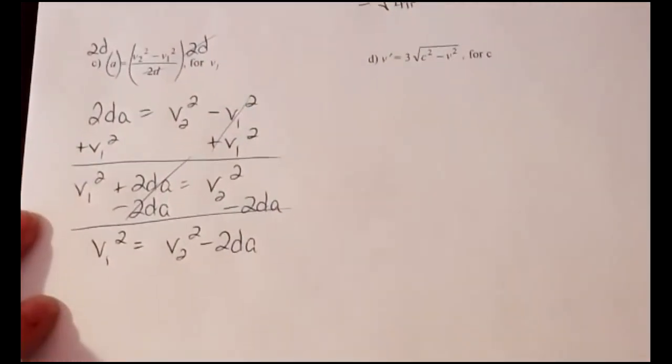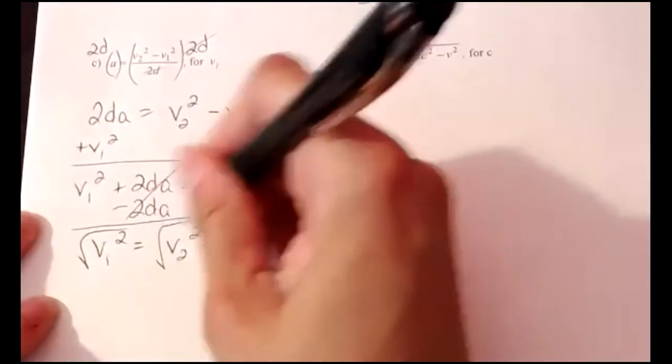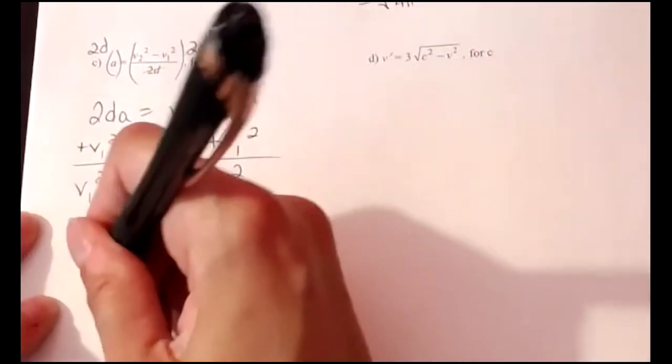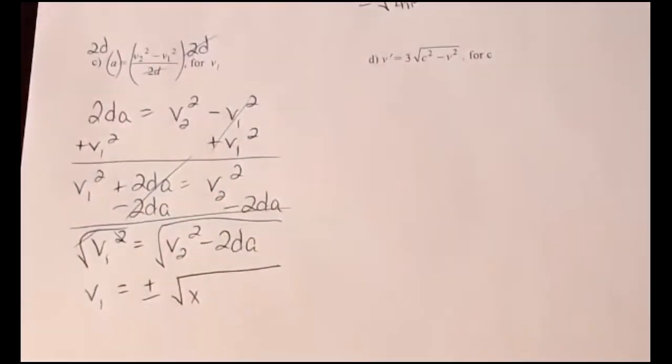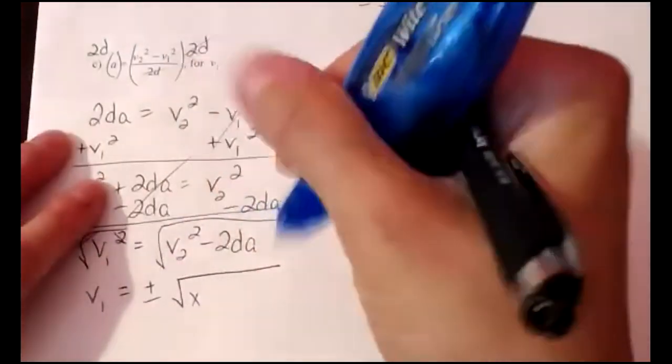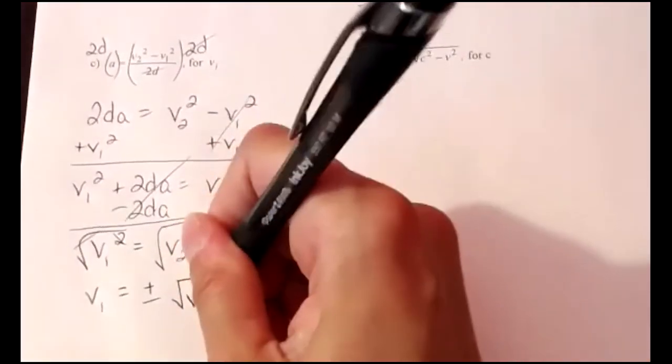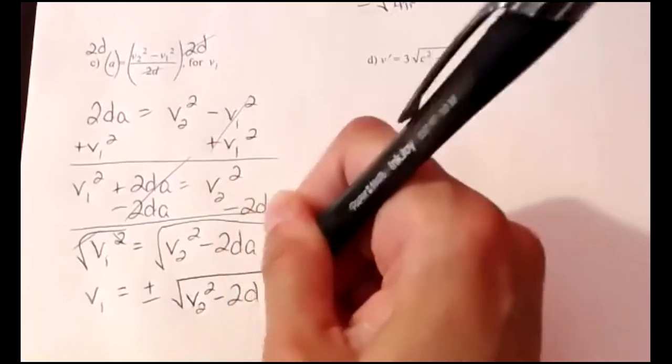Cool. Last step. Take the square root of both sides. The square and the square root cancel each other out. V sub 1 is going to be equal to positive or negative, whoops, not x. My brain. It's fried. It's been a long week. V sub 2 squared minus 2dA. You're done.